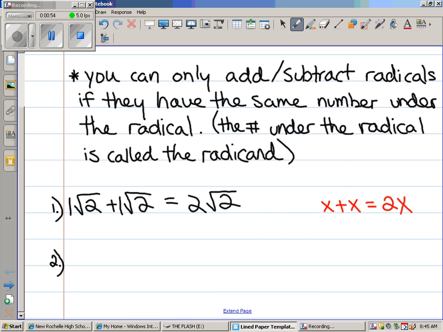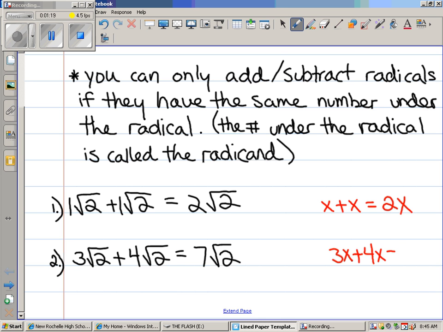Let's play again. How about number 2? 3 radical 2 plus 4 radical 2. How much is that? This is 7 radical 2, because it's the same thing as me saying 3x plus 4x equals 7x. Variables just hold the place for numbers, and if you have the same number being subbed into a particular spot, you use the same letter, like x's. If it's a different number, you use a different letter, like y's.